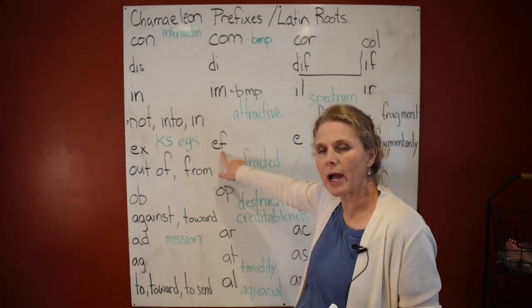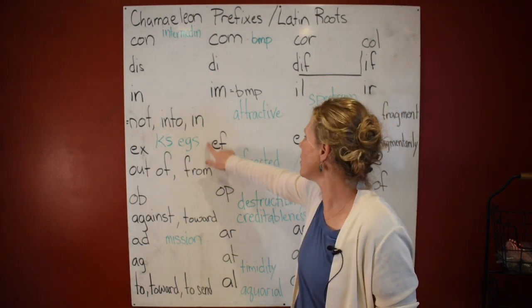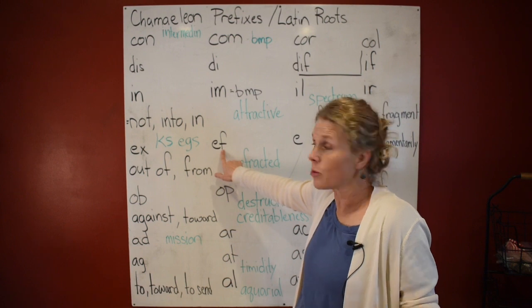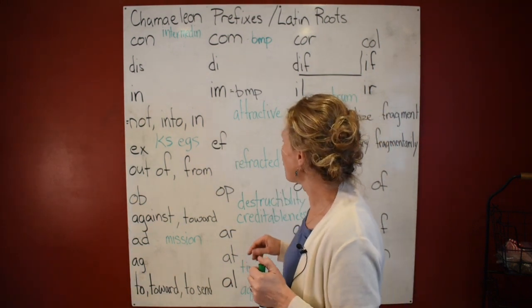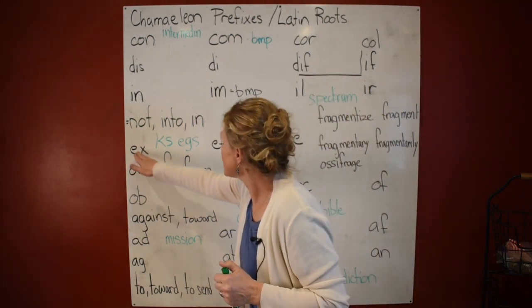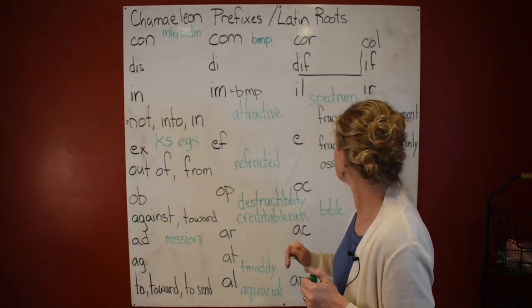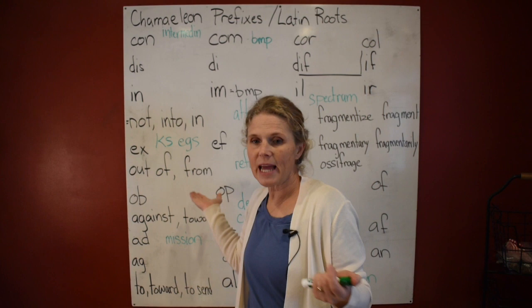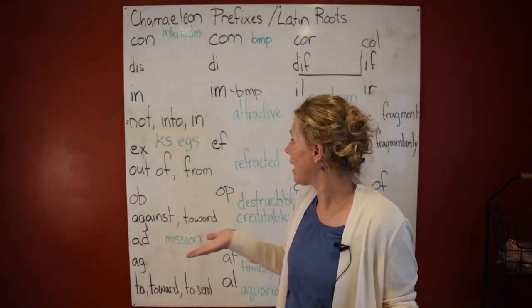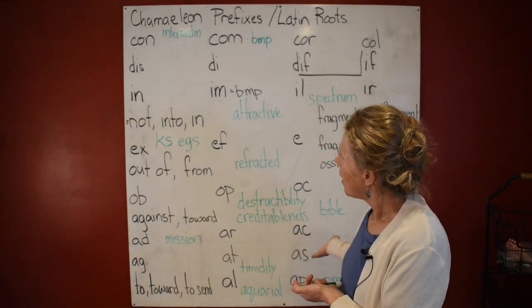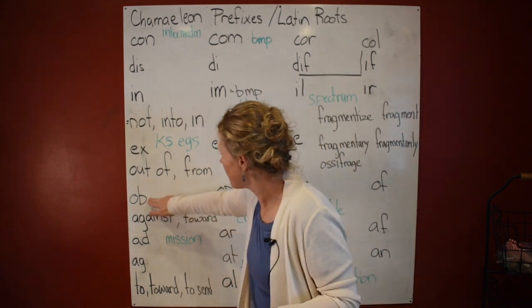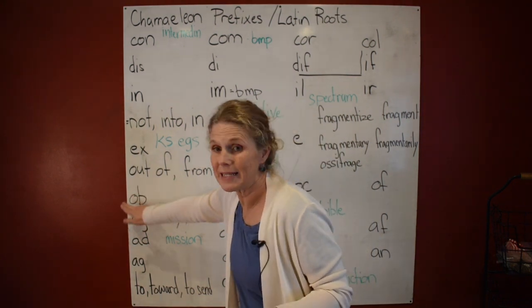But then this one right here goes strictly on a root that starts with an F. Okay, so now X means out of or from. Okay, what does X mean, boys? Out of or from. All right, so now we have the OB section.